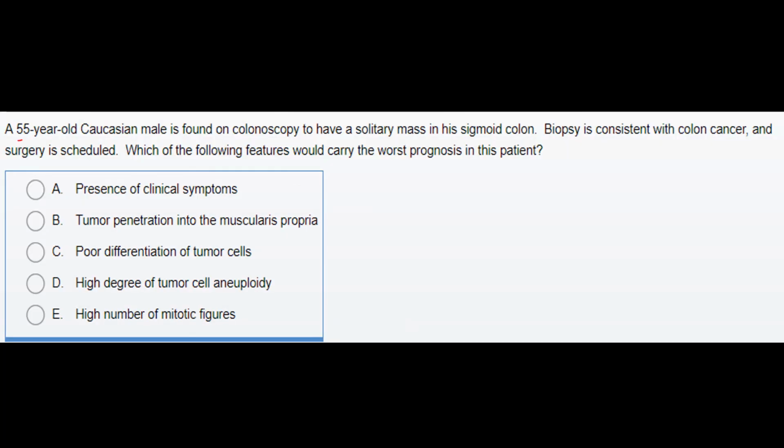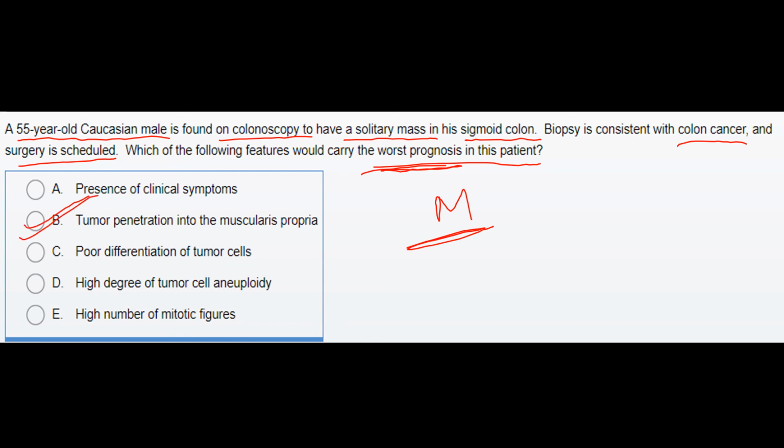Now, in this question, a 55-year-old Caucasian male is found on colonoscopy to have a solitary mass in his sigmoid colon. Biopsy is consistent with colon cancer and surgery is scheduled. Which of the following features would carry the worst prognosis in this patient? Now, the worst prognosis in tumors is usually based on the metastasis, that is, how many tissues or cells have been invaded by the cancer, and therefore the worst prognosis here would be tumor penetration into the muscularis propria.